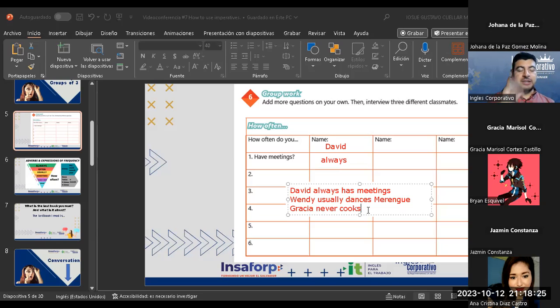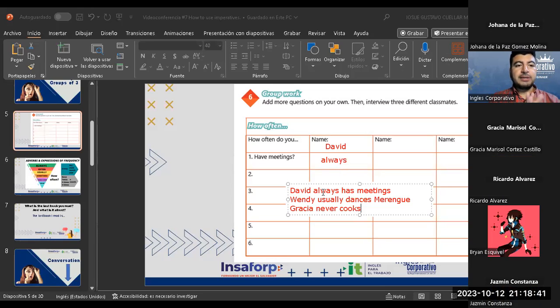Entonces van a ser tres oraciones con las tres personas o con dos personas que estuvieron, no importa, dos o tres, dependiendo con el número de personas. Y me escriben la oración utilizando el frequency adverb, ¿verdad? El adverbio de frecuencia.